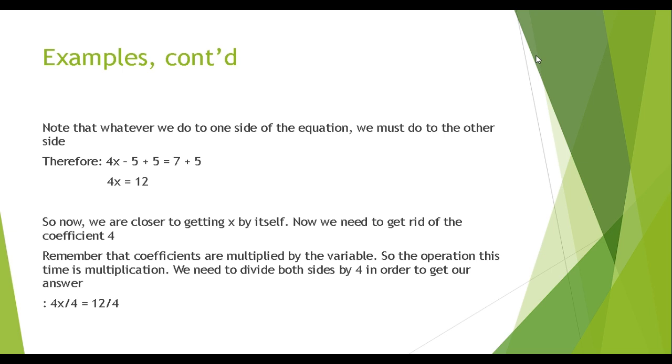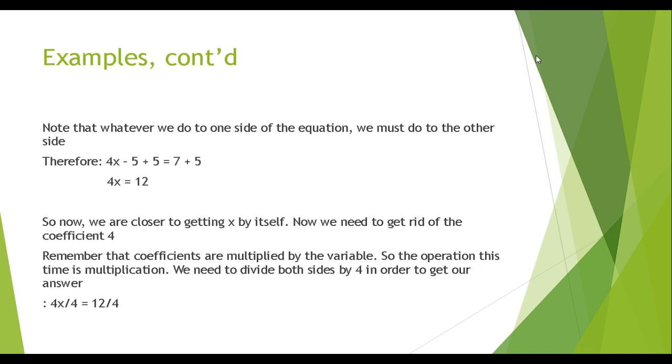Because 4x minus 5 plus 5, so minus 5 plus 5 equals 0, so all that's left on that side would be 4x. And then now, 7 plus 5 equals 12. Alright, so now we are closer to getting x all by itself.